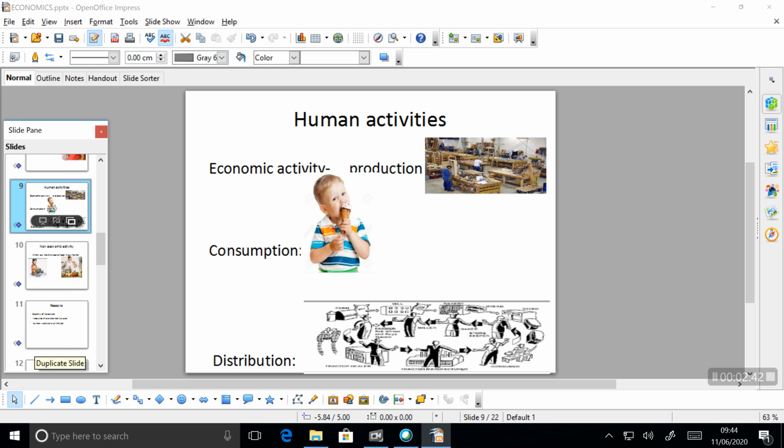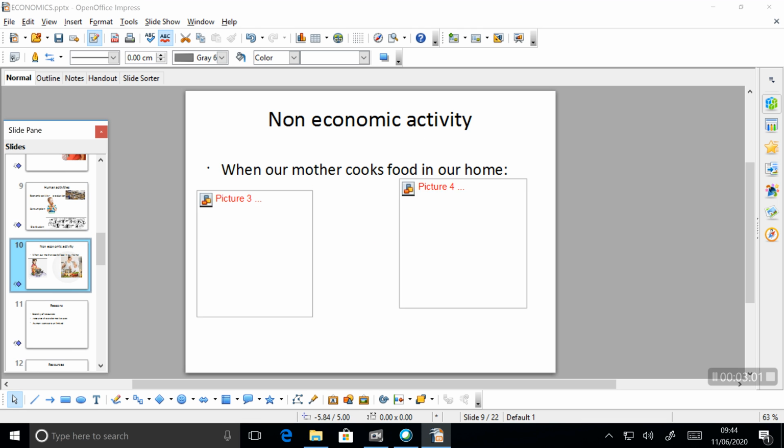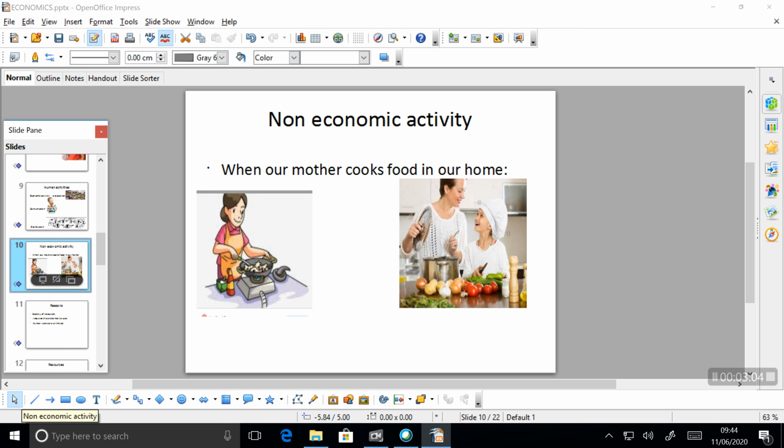Economic activity means activities that generate income. For example, production, consumption and distribution. The important economic activities are production, consumption, distribution. Then the second one is non-economic activity. What do you mean by non-economic activity? It means activities not for income. For example, when our mother cooks food in our home, it is a non-economic activity.